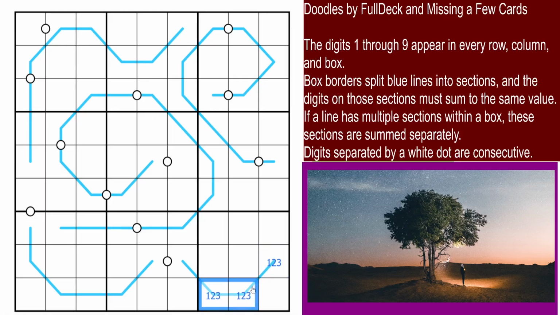And if you see 1, 2, 3 sums to 6, that means minimum this should be 6, and it can go up to 9 because 9 is the maximum digit you can put here. So that means this is only between 6, 7, 8, 9. So that's one. Let's see if we can see this pattern somewhere.